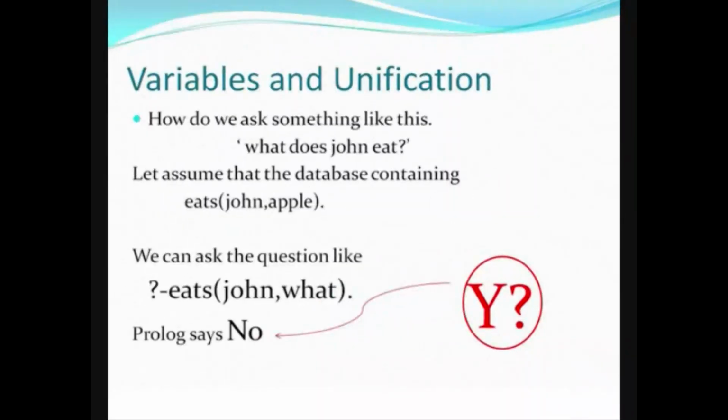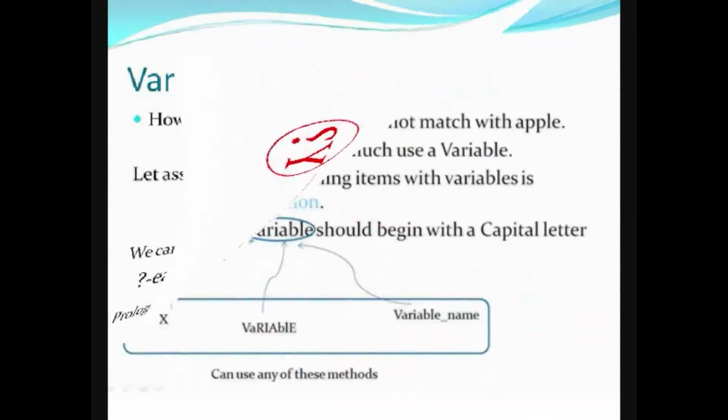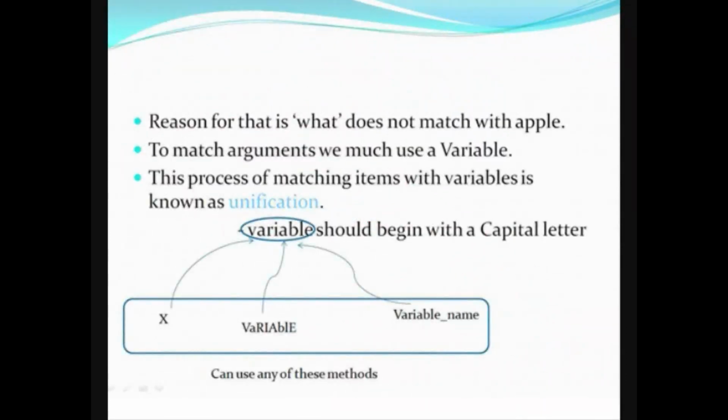Variables and unification. How do we ask something like this? What does John eat? Let us assume that the database contains eats(john, apple). We can ask the question by adding the start symbol: eats(john, what). And Prolog says no. Let's see why that is. The reason is that what does not match with apple.